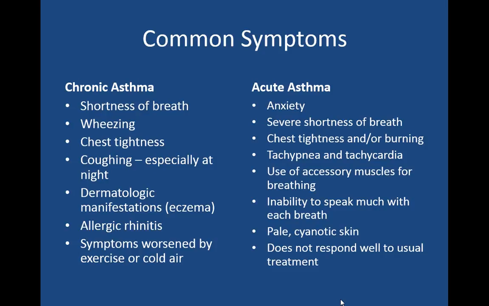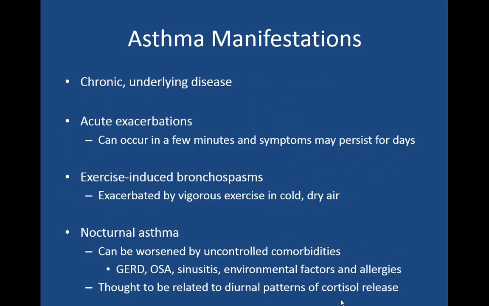Let's see, what do we need to talk about here? So asthma is chronic, it's always there, and then on top of that you have acute exacerbations, which is pretty much true for every disease state, right? You talked about chronic heart failure, and on top of heart failure that chronically is always there and has symptoms, you can then have acute exacerbations. It's the same thing with asthma. Exercise-induced bronchospasms, we just kind of talked about that. Usually this happens to people who are exercising, especially in cold, dry air.